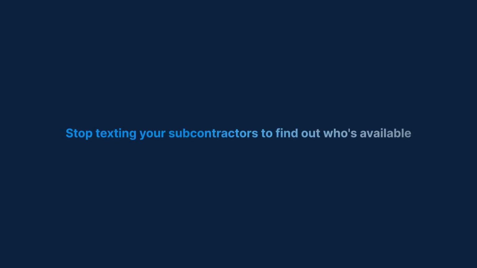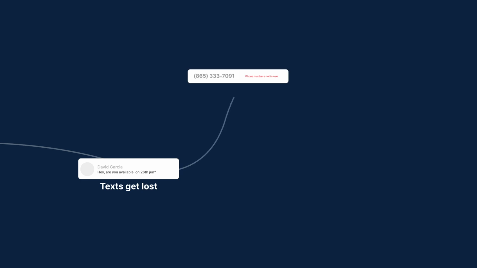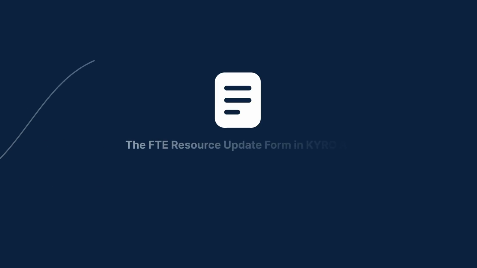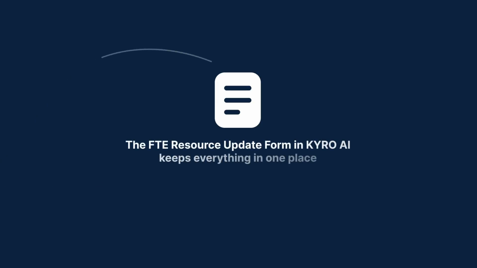Stop texting your subcontractors to find out who's available. Texts get lost. Phone numbers go out of date, and only one person ever has the information. The FTE resource update form in KYRO AI keeps everything in one place.